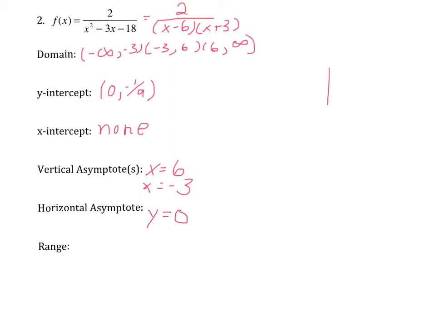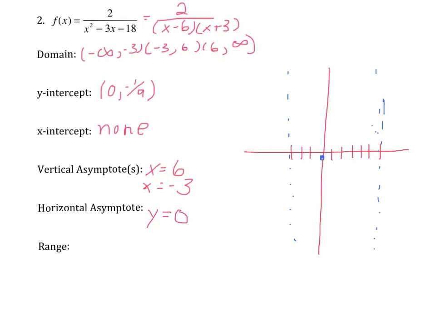So now I'm going to graph my function before I determine my range. I have a vertical asymptote at negative 3 and at 6. So we'll put those on. Okay, and then we have a y-intercept at negative 1/9, so pretty close to the x-axis.